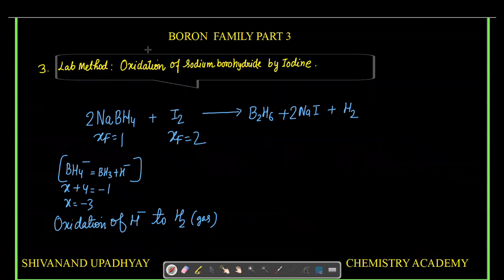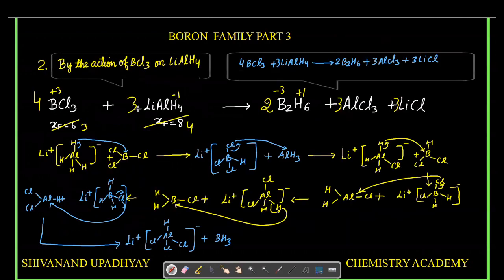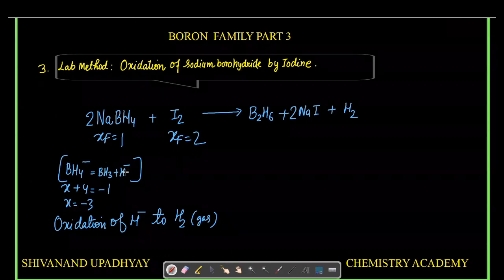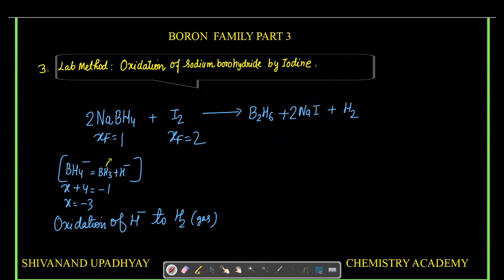The third method is the lab method, oxidation of sodium borohydride by iodine. So it is a redox method. The important point is, in sodium borohydride, unlike in lithium aluminium hydride, not all the hydrogen atoms are in -1. It is formed by reaction of NaH and BH3. So this is Na plus and BH4 minus. So it is a mixture of BH3 and H minus. This is the nucleophile. Only one hydrogen atom is there in -1 oxidation state. All the 3 are present in +1 oxidation state.